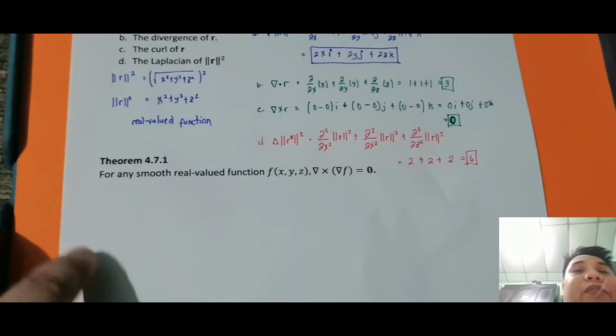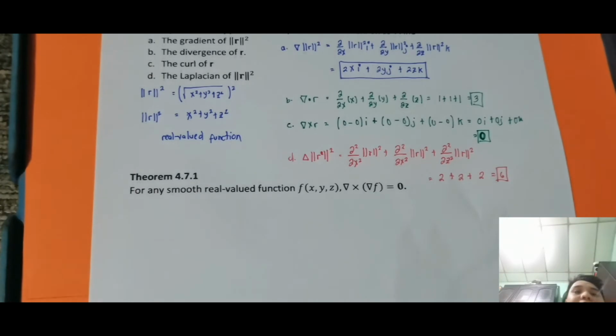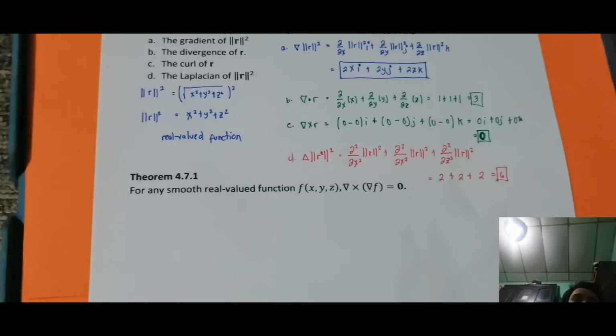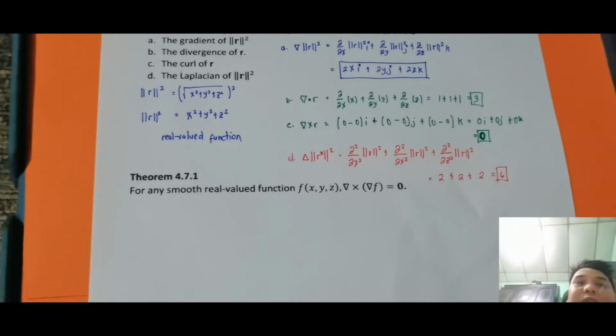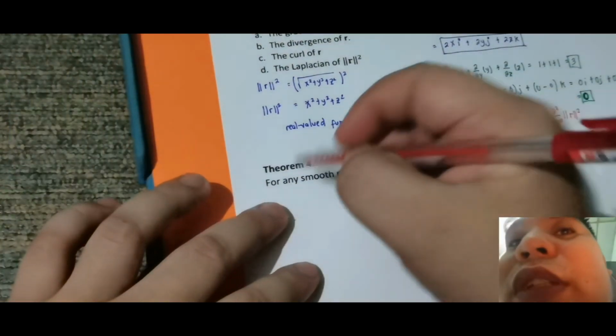Okay, so let's have a theorem. For any smooth real valued function f of x, y, z, yung del cross del of f is equal to 0 vector. So yun yung problema natin. So paano natin ipo-prove to? So note, ito yung proof.